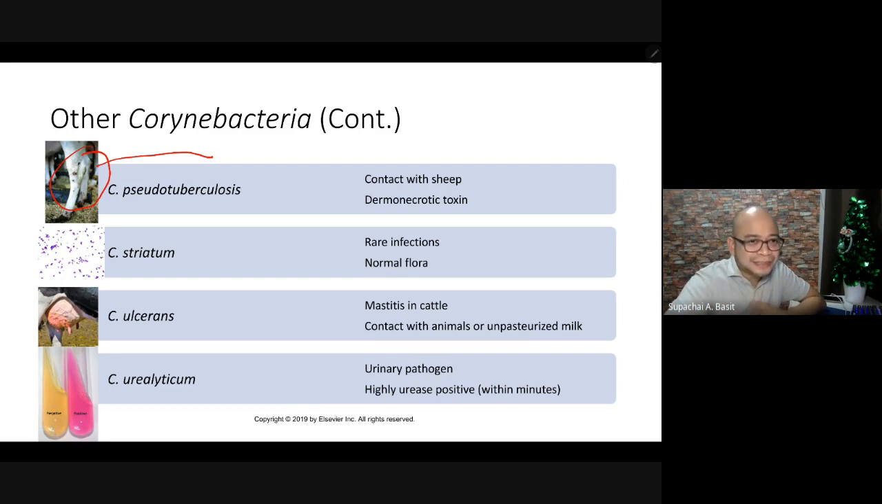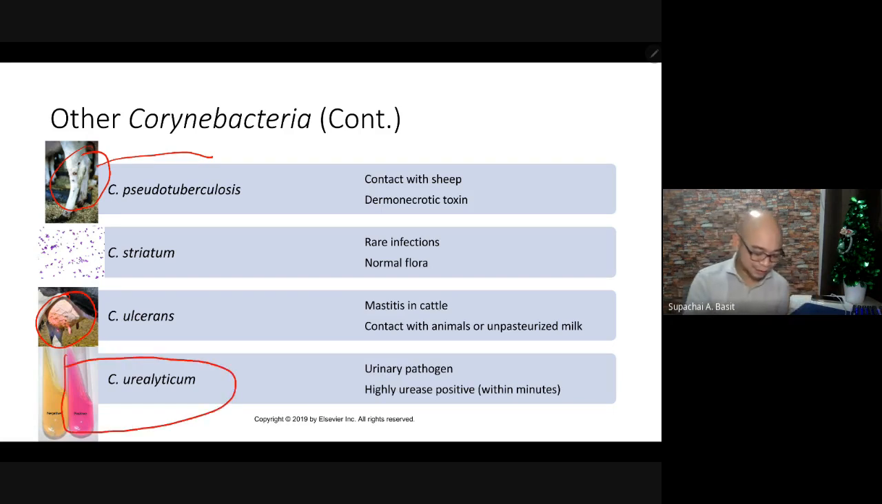And then Corynebacterium ulcerans. Interestingly, it may cause mastitis in cattle. Mastitis is actually affecting the milk glands. The udders of the cattle are affected in this particular infection. So we can get it if we have come into contact with this animal or if we have drunk unpasteurized milk. And then, incidentally, Corynebacterium urealyticum is said to be positive with the urease test.